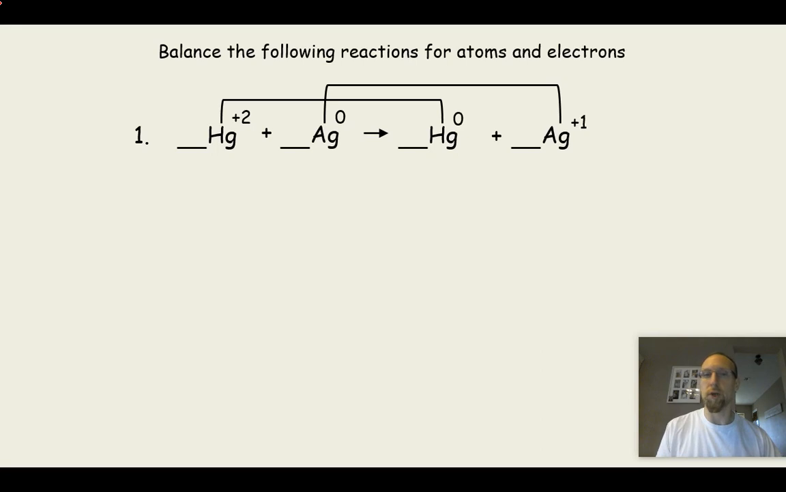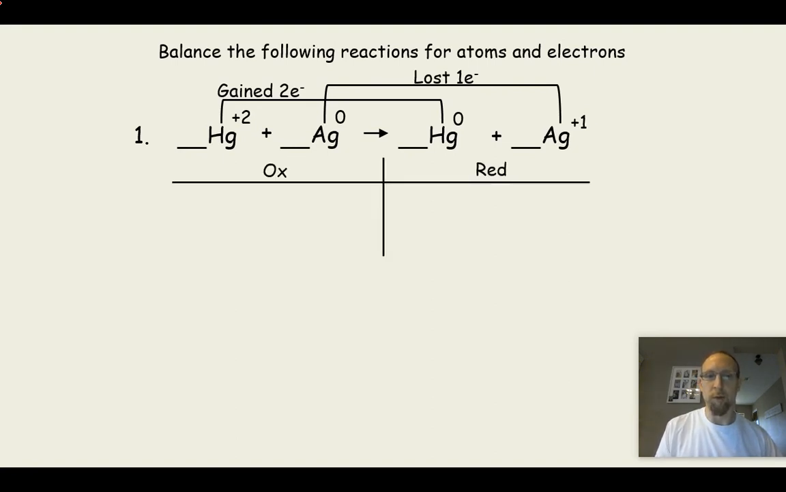So remember, our Leo jumps up. So Hg is gaining 2 electrons because it's going down, plus 2 to 0, and silver is jumping up. It's going from 0 to plus 1, so that's our loss, right? Leo jumps up. So now we want to make our little table. Who's oxidized, who's reduced. Ag0 is oxidized, and Hg plus 2 is reduced, always off the left-hand side.